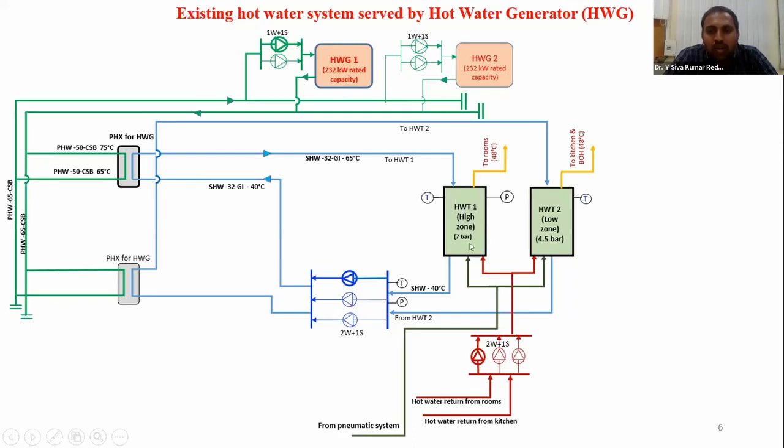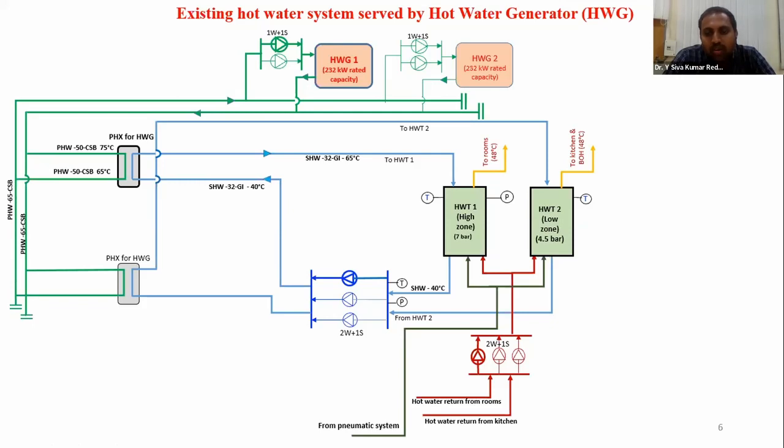And to balance the pressure, these are the pressurized tanks, 7 bar and 4.5 bar. So whenever hot water is used, automatically the pressure will drop in these tanks. To balance this pressure, water will be supplied from the pneumatic system. In this way, it will balance the pressure, and this hot water generator maintains the temperature. So this is the existing hot water system in the hotel.